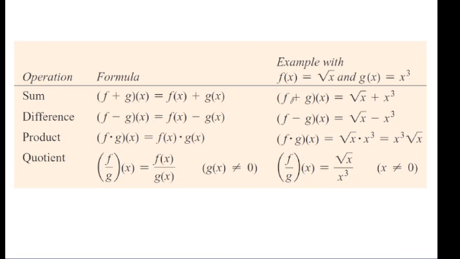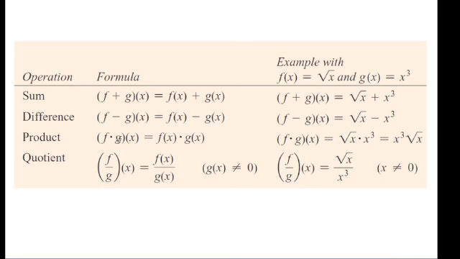And here's a sample here. So f of x is the square root of x, and g of x is x cubed. So it just becomes the square root of x plus x cubed. Difference, f minus g of x is f of x minus g of x. So this becomes the square root of x minus x cubed.